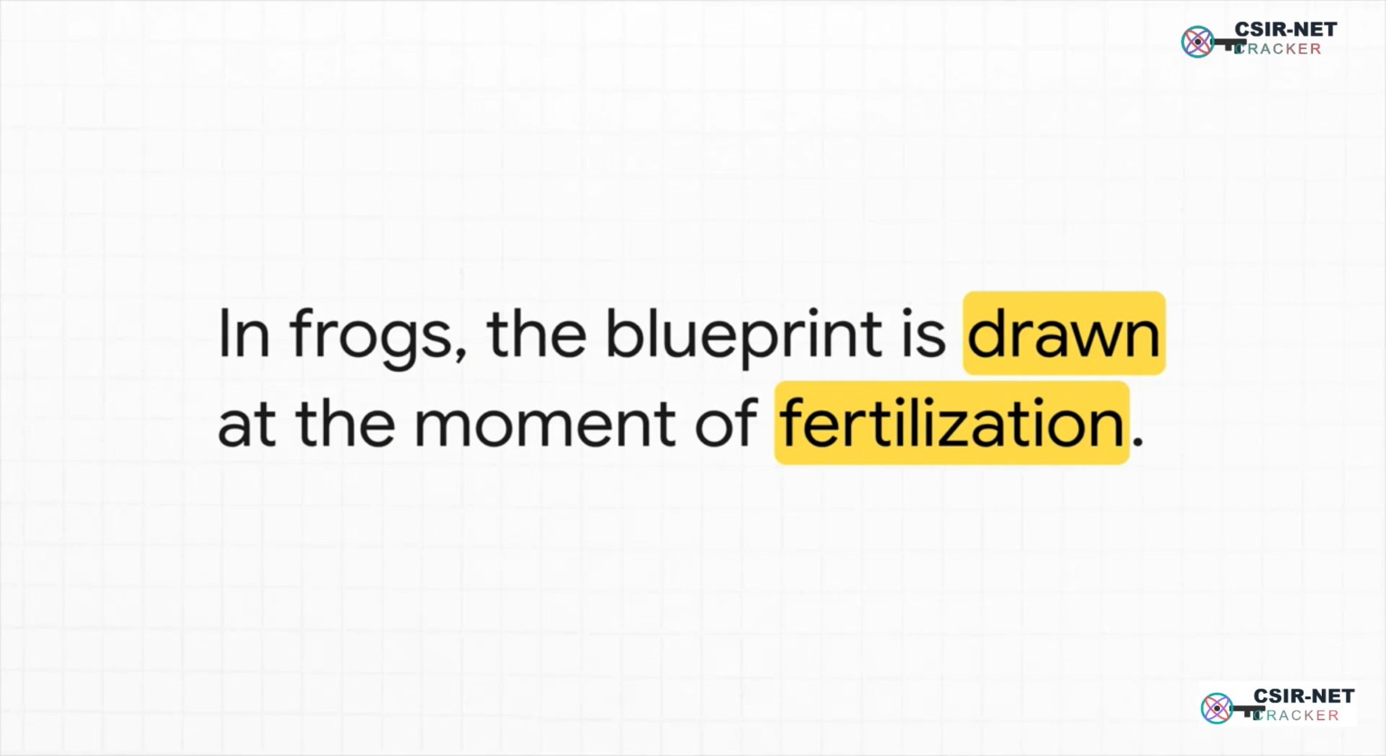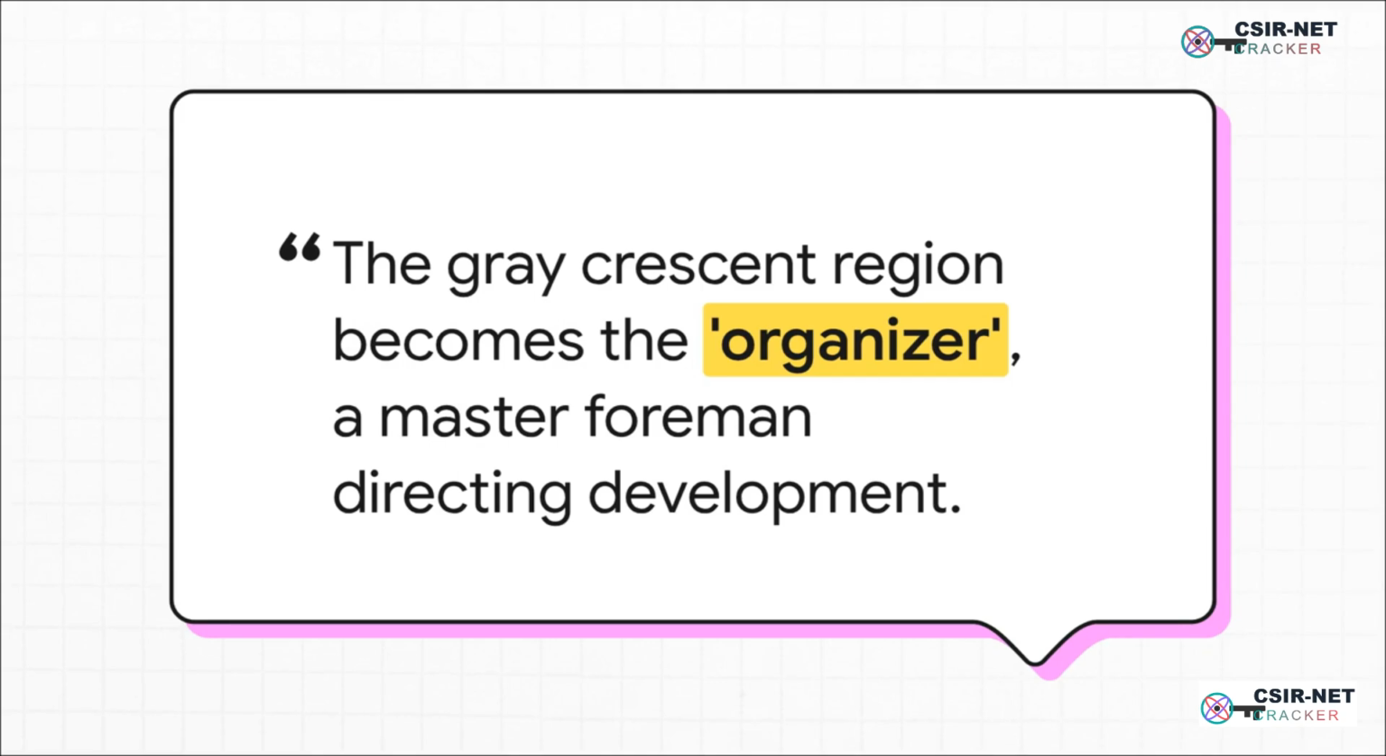But nature loves to have options. So not every animal does it that way. Take frogs, for example. Their whole approach is different. The blueprint isn't preloaded. It gets drawn the very instant that fertilization happens. The exact point where the sperm enters the egg kicks off this massive internal reorganization. And this shakeup creates this really special area called the gray crescent.